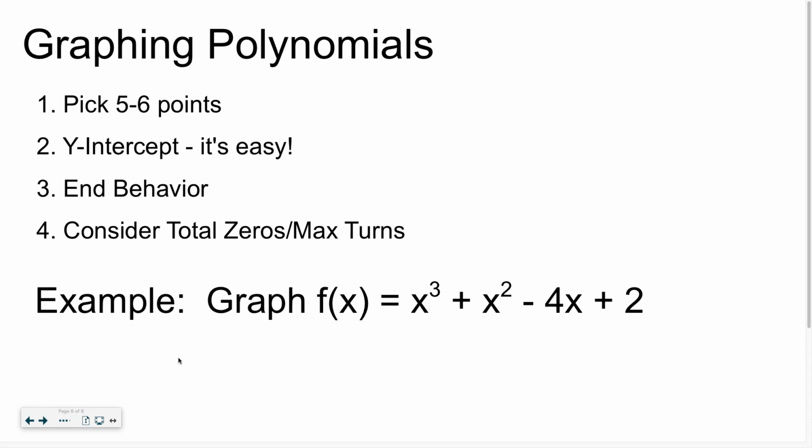3. Think about end behavior. So remember, end behavior is going to be your arms. I'm going to be looking at your graph. Are your arms doing the right things? Are they both going up? Are they both going down? Are they opposites? Okay. Got to have the right arms.